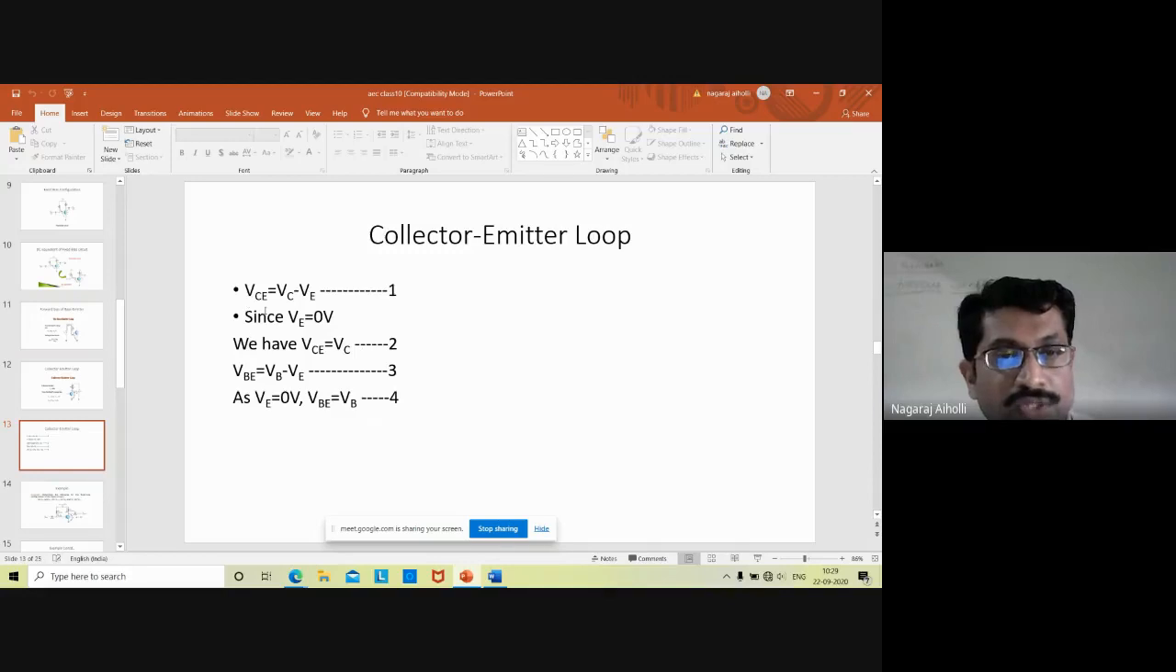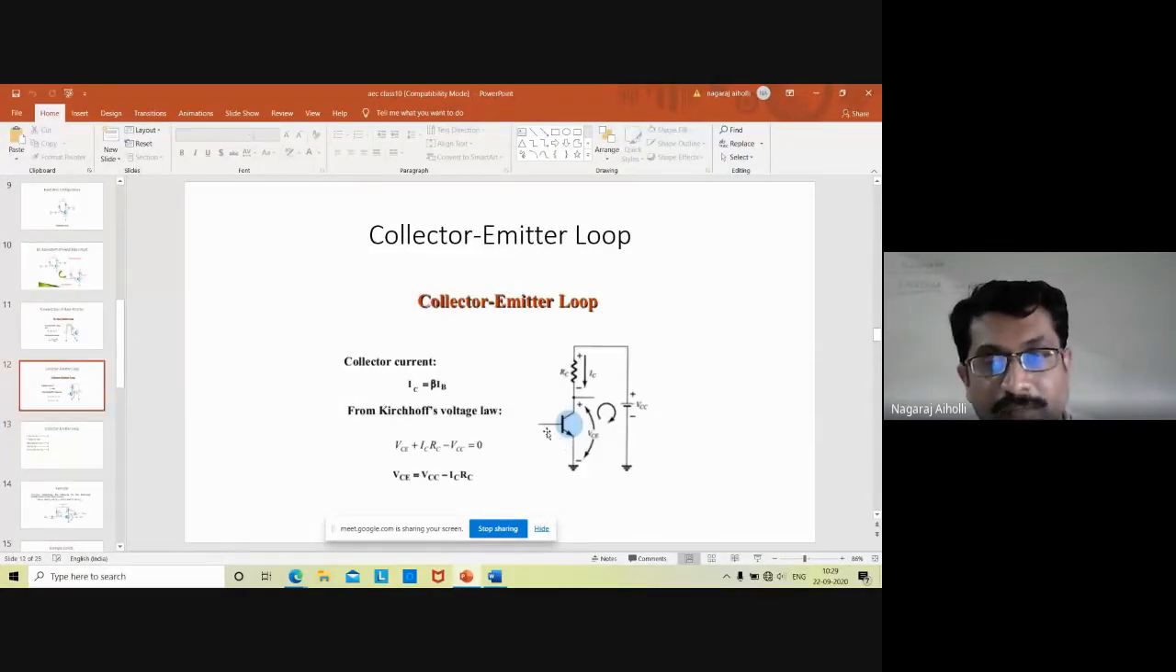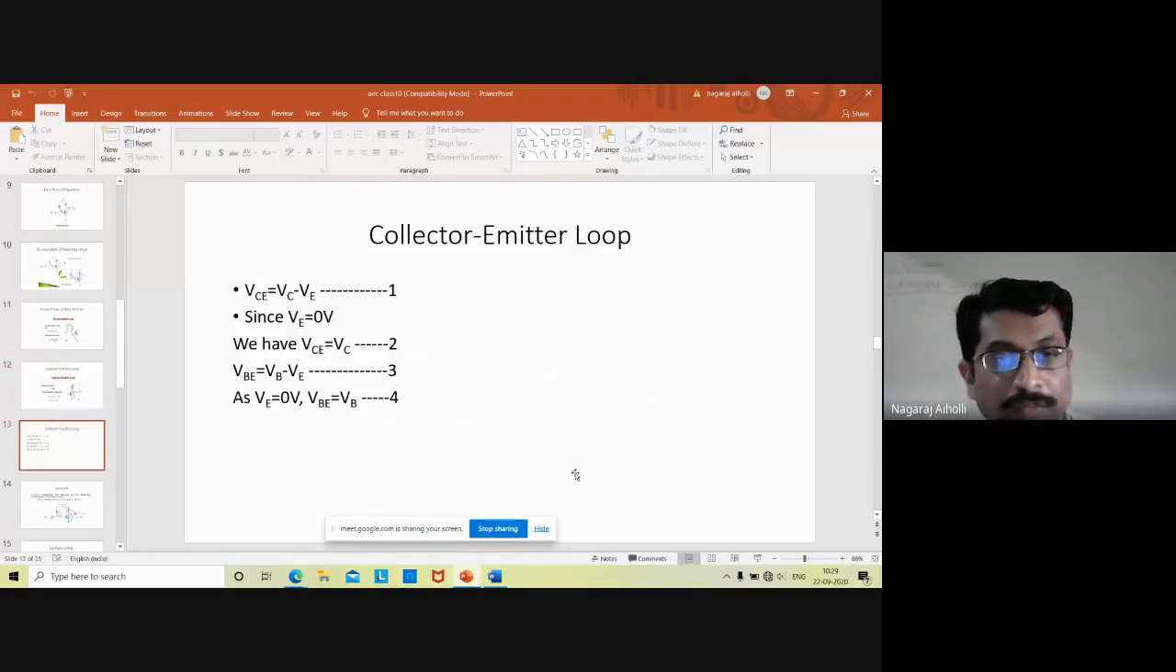So as VE is equal to 0 volts, we have VCE equal to VC only. Similarly, I can write VBE, the base to emitter voltage. This base to emitter voltage is nothing but the voltage between base to ground minus the voltage between emitter to ground. It is VB minus VE. But VE is 0 volts, therefore VBE will be equal to VB, because VE is equal to 0 volts for the fixed bias circuit.